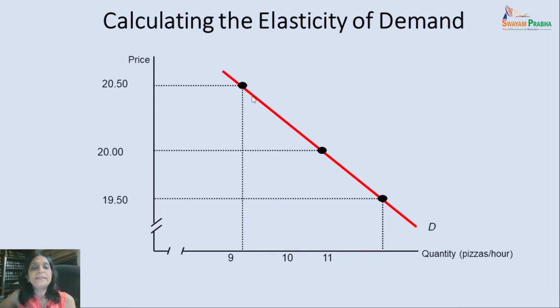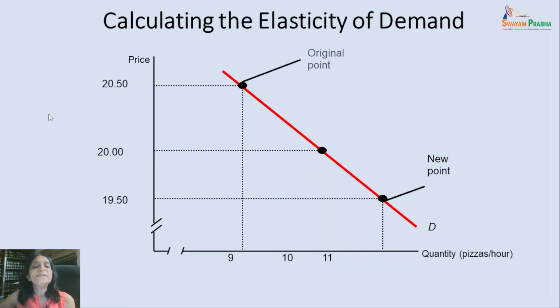Let us say again that this is your particular demand curve given by this red downward sloping line D. 3 different price levels are given to you, and at each price level on the x-axis, you are seeing the level of quantity demanded. Now let us say the original price is 20 rupees 50 paise. So this is your original point, where at the price of 20.50, the quantity demanded is 9 units. So your Q1 is 9 and P1 is 20.50.